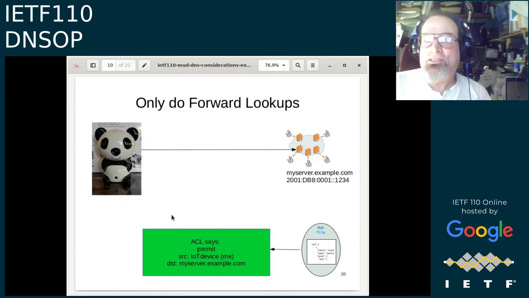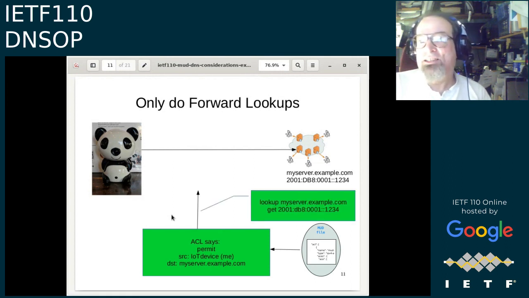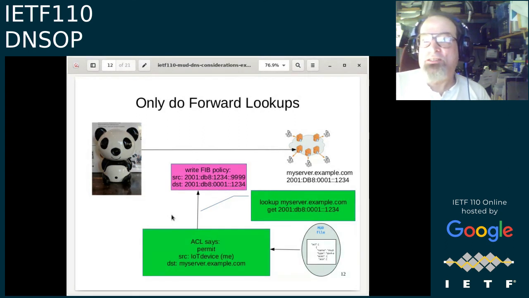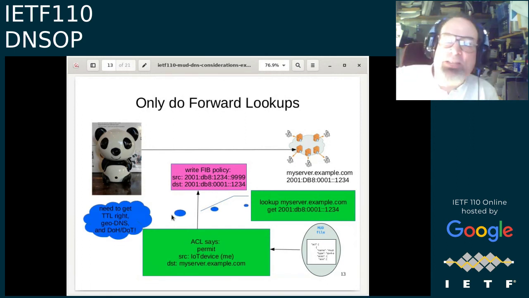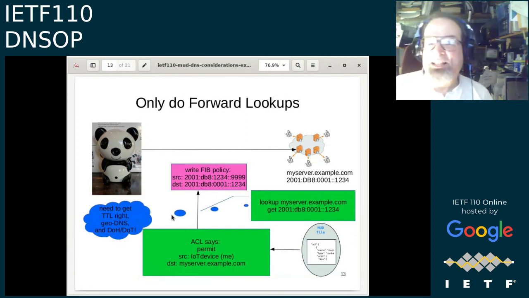Okay, you do the DNS lookups on the names, and you get an address. And that's what you write into your FIB policy, the positive parts that say, okay, I found this name, it maps to this thing, and that's what I put into my firewall rule. So then I've got to make sure I do this right. I've got to respect the TTL. I've got to make sure that I'm getting the same address that the device is going to look up. And then we need to worry about DNS over HTTP or QUIC or TLS along the way as well. And this document is essentially about that.